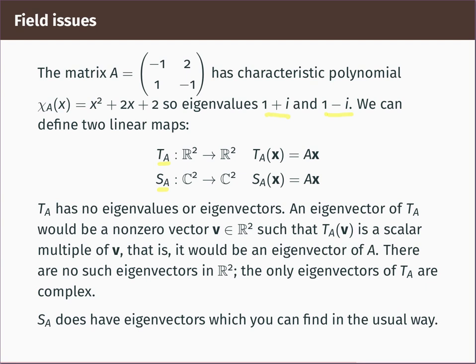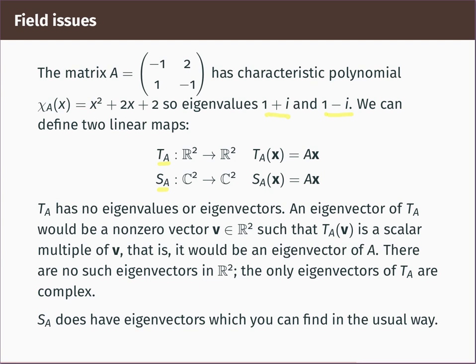TA doesn't have any eigenvalues or eigenvectors, because an eigenvector of TA would be a non-zero vector v in R squared such that TA of v was a scalar multiple of v again. In other words, it would be an eigenvector of A. But there are no such eigenvectors in R squared, because the only eigenvectors of the matrix A are complex vectors.